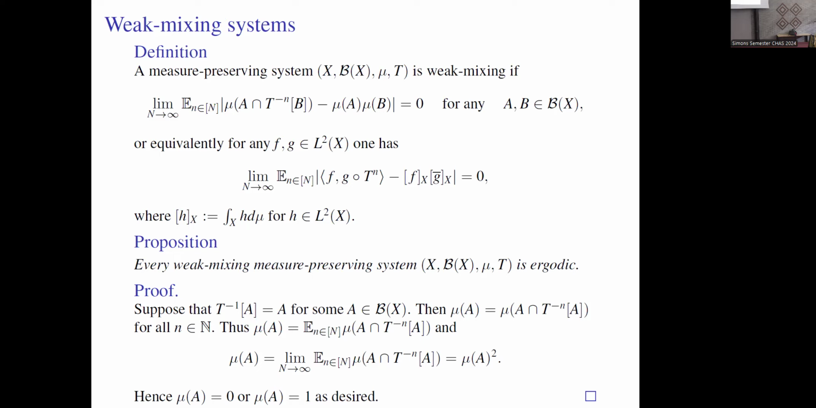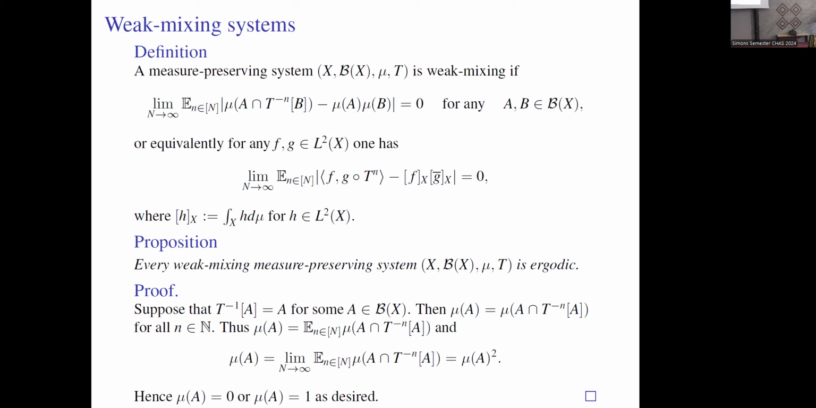So here you see that weak mixing means that the measure preserving system is weak mixing if this holds for all measurable sets. So here you see this is the definition. This is what you asked yesterday, Marco. And so it's a very important concept here.